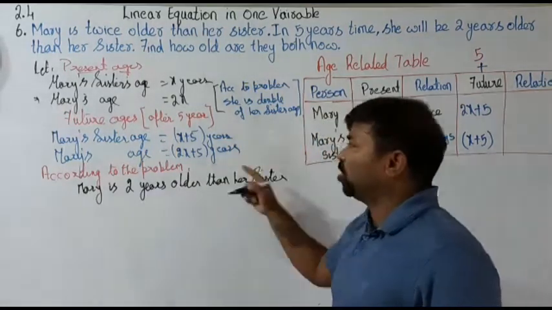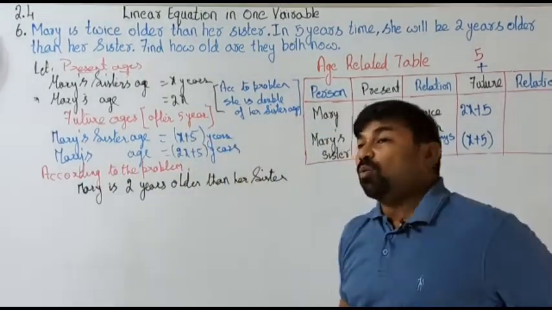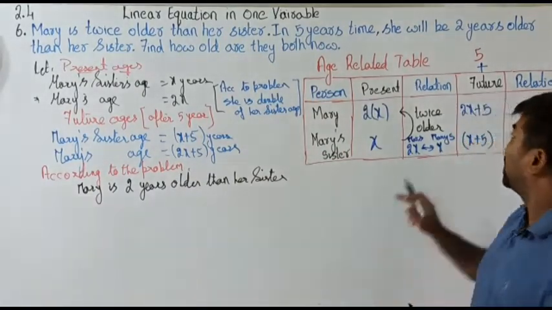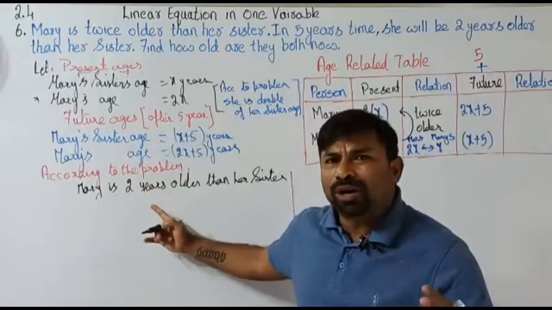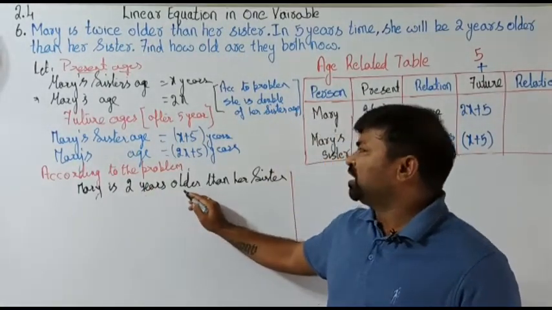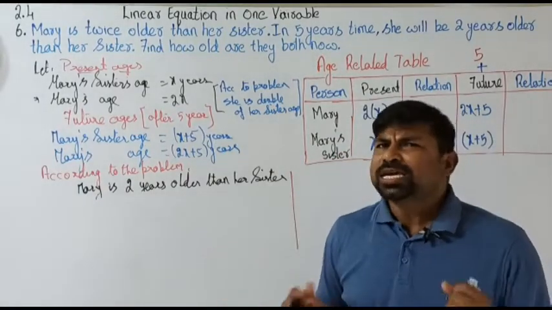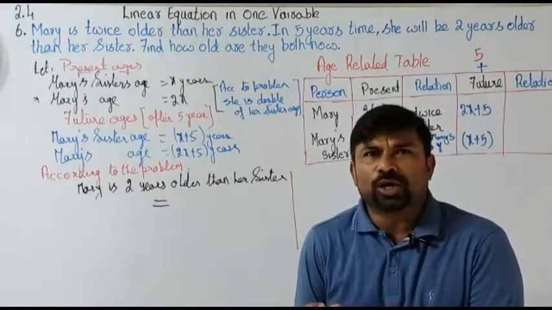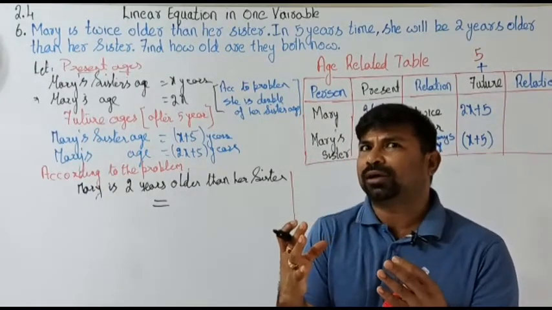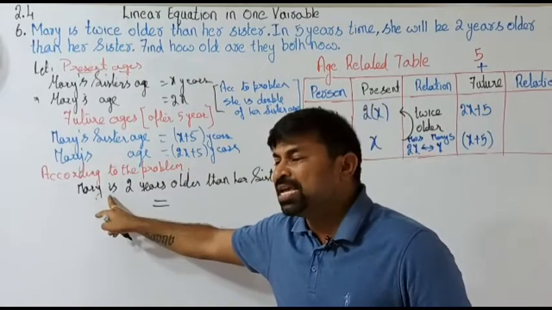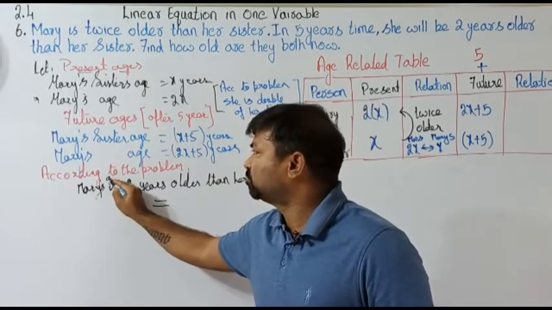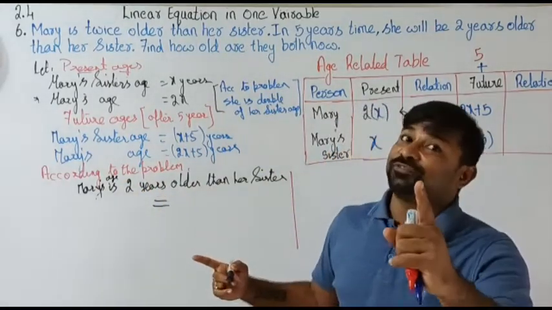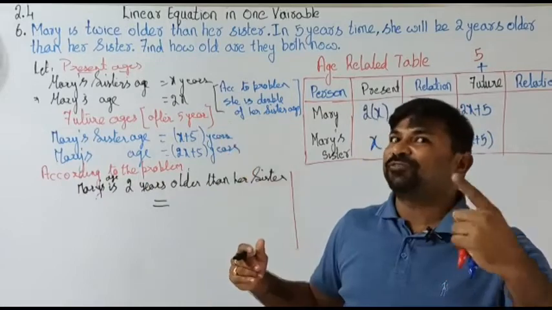This is very important. After 5 years, what is the age of Mary? It's nothing but 2x plus 5. Here it is said, Mary is 2 years older than her sister. To make both the ages equal, think. Who is more after 5 years? Mary's age is 2 years older than her sister. The concept is after 5 years.